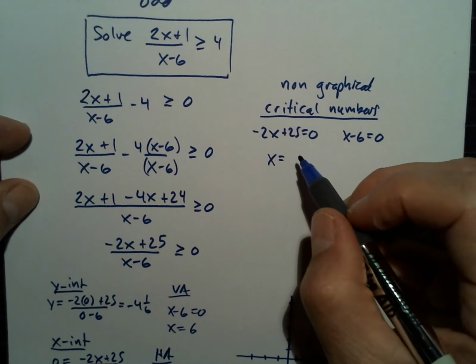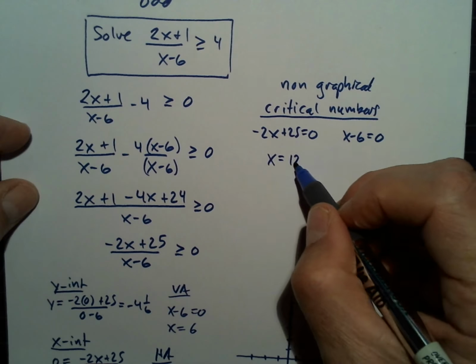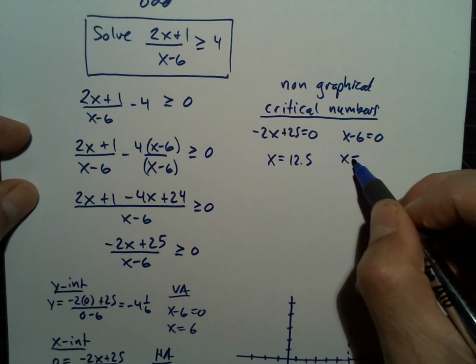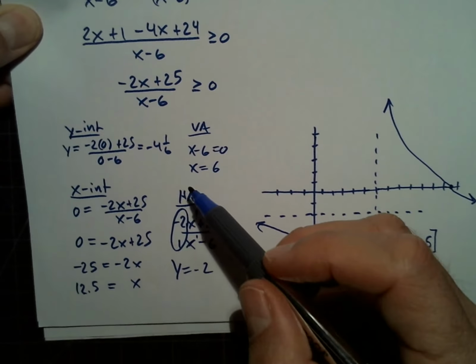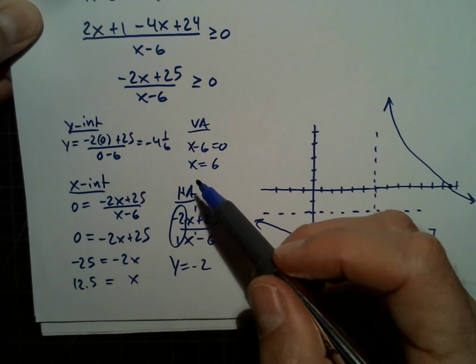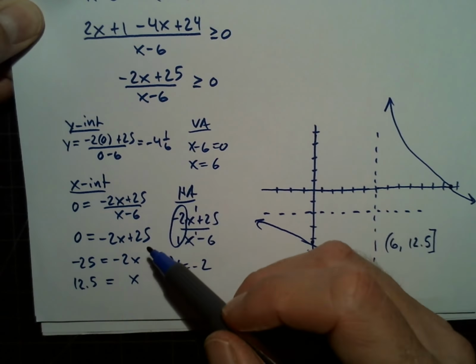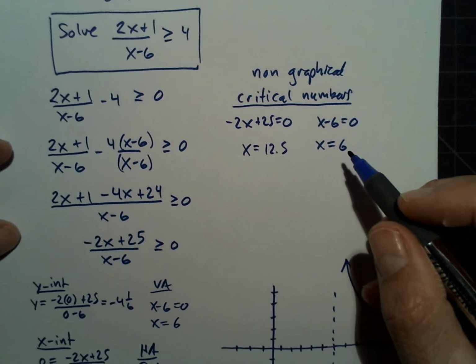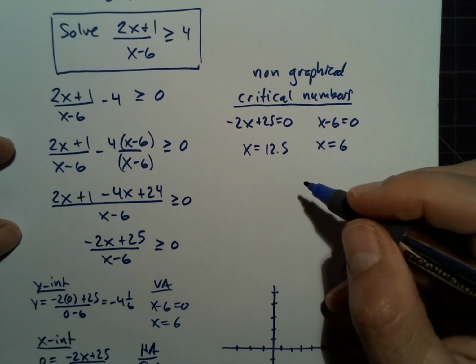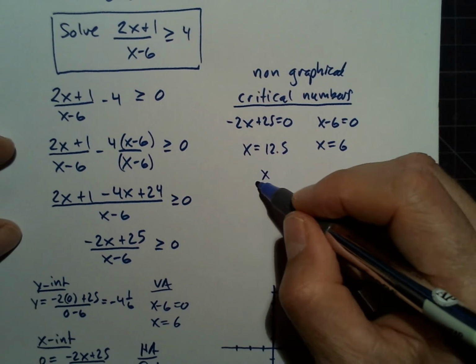We get the same thing we had over here, 12.5 and 6. We got those numbers over here with the vertical asymptote and the x-intercept. And now we use these numbers and we check between them. So we'll make a table.